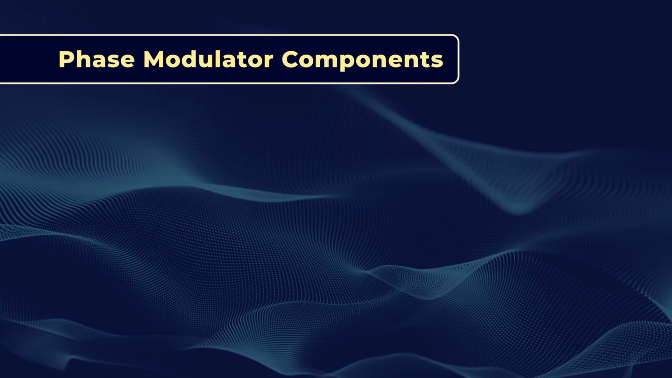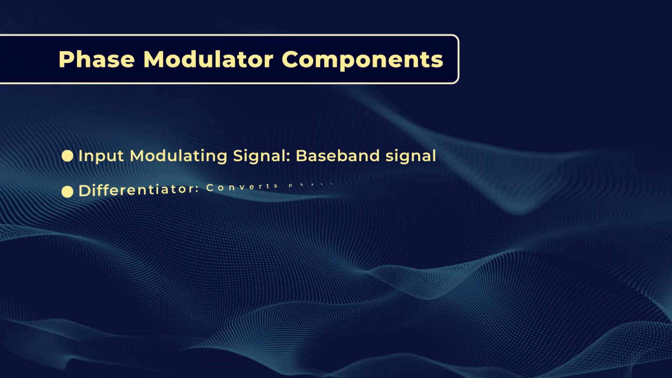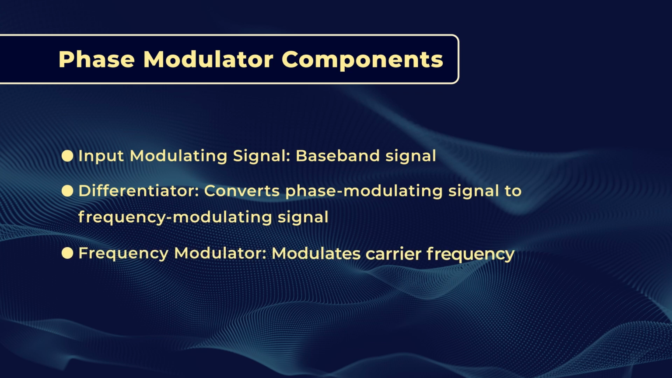The modulating signal provides the baseband signal that contains the information to be transmitted. This signal modulates the phase of the carrier in traditional PM. The differentiator converts the phase modulating signal into a frequency modulating signal. The differentiator outputs a signal whose amplitude is proportional to the rate of change, the derivative, of the input signal. If the input signal represents the phase, the output represents the frequency.